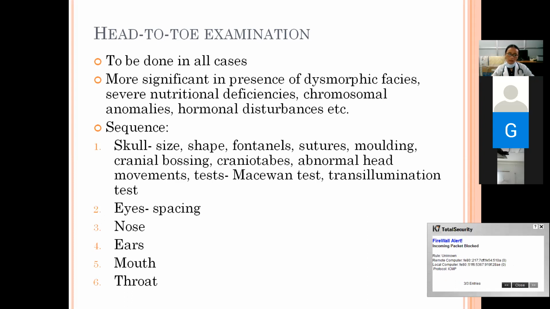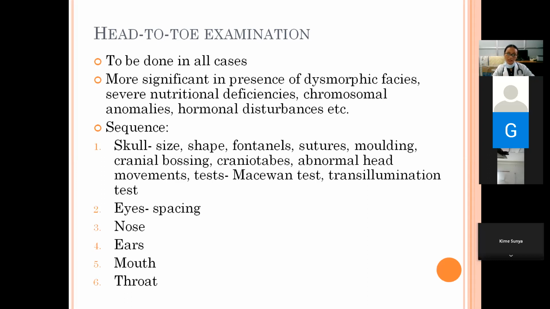That is the skull, and then after checking the skull, you see the eyes. They look at the eyes for the spacing. If there is hypertelorism, there's excessive spacing between the two eyes. You look at the palpebral fissure, the horizontal fissure, the vertical fissure. If the palpebral fissures are abnormally wide or narrow, that has to be seen.